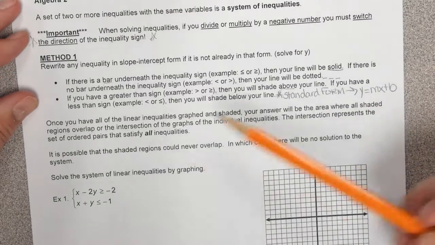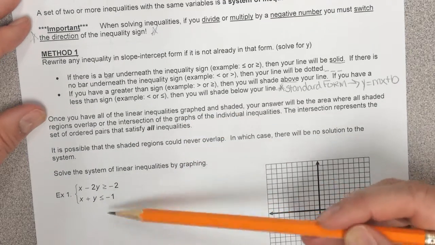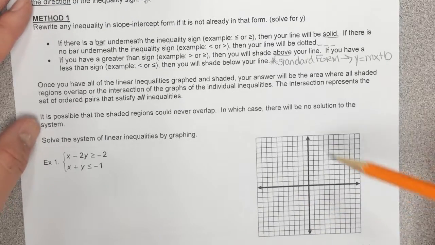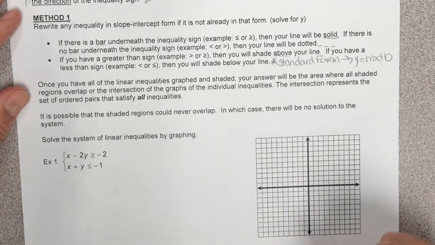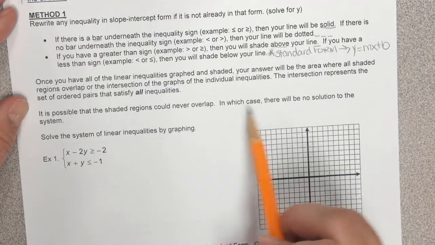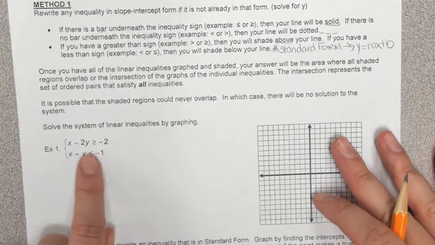All right? So after we do that, if it's a system, we're going to have multiple inequalities. We look at the chunk of our grid that's shaded by all of our inequalities, and that's our solution region. Okay? And it's possible that those regions wouldn't ever touch. That's when we would have no solution. Okay?